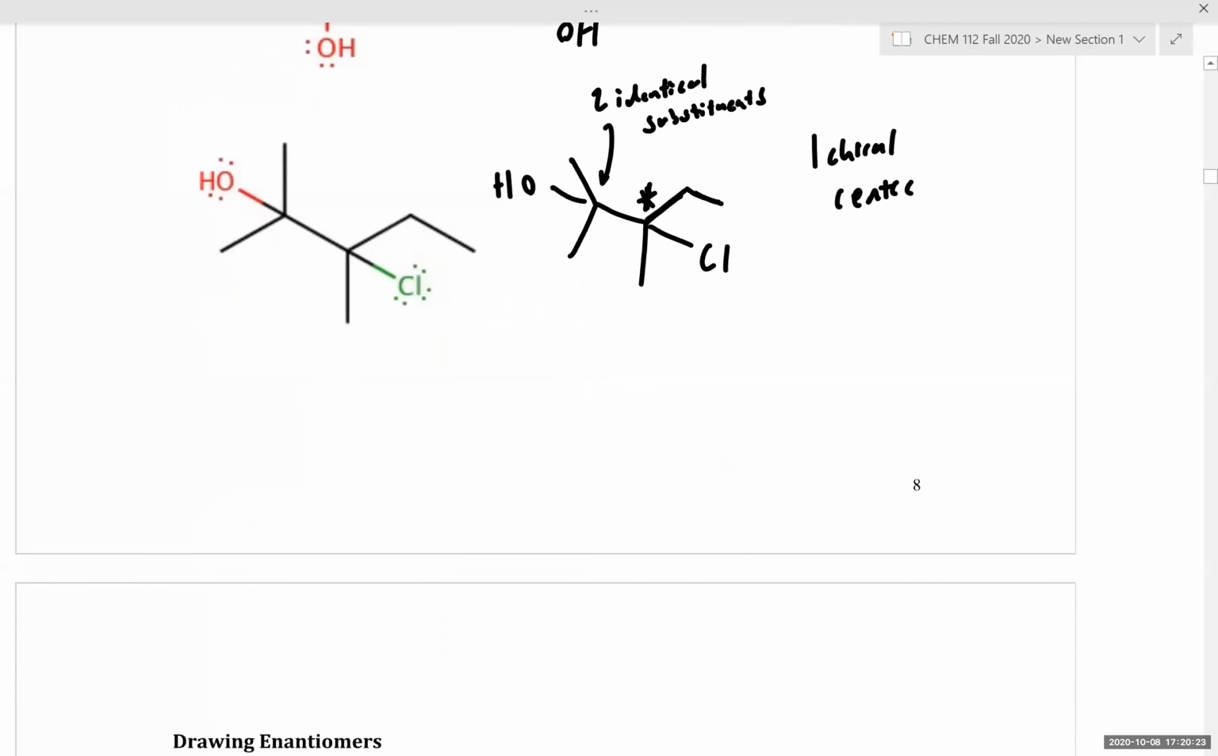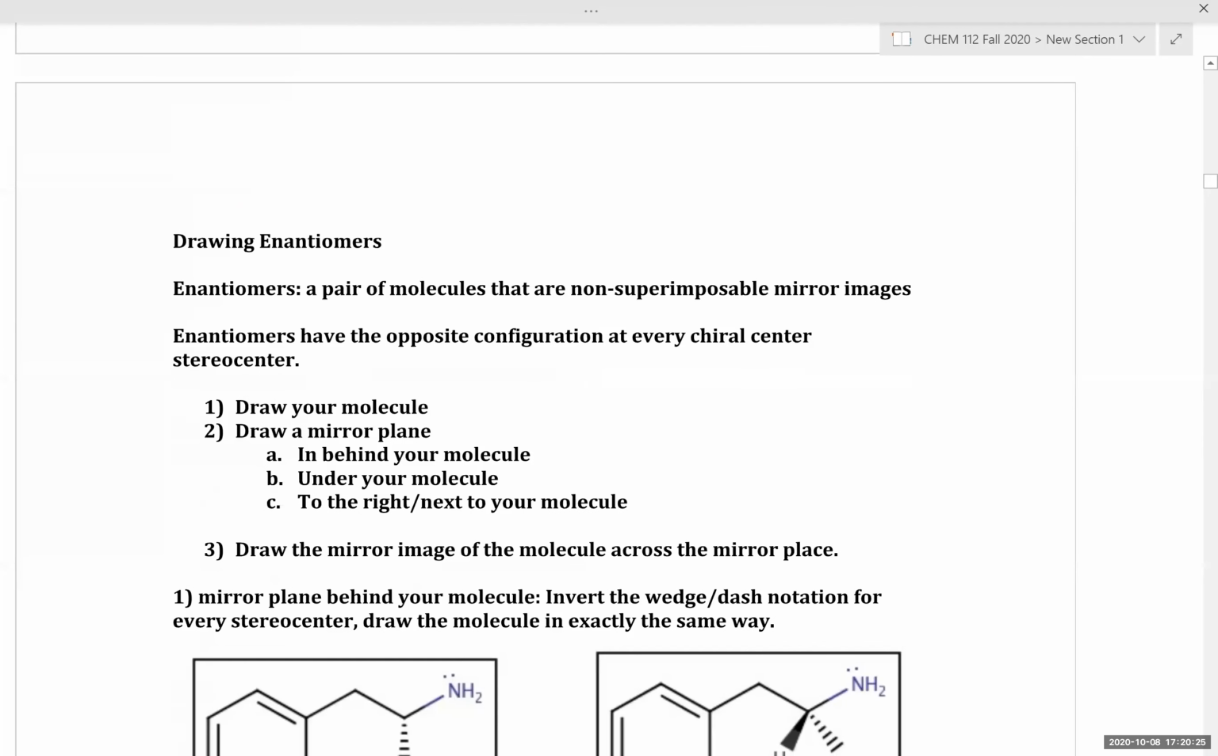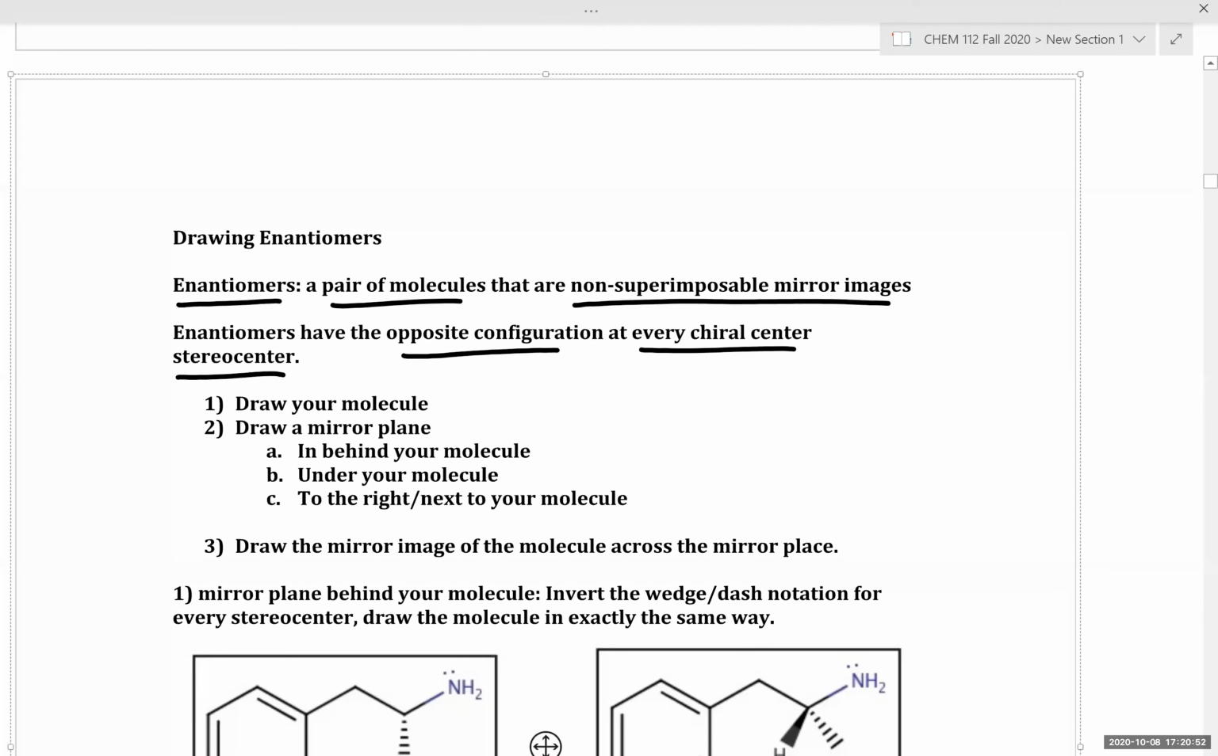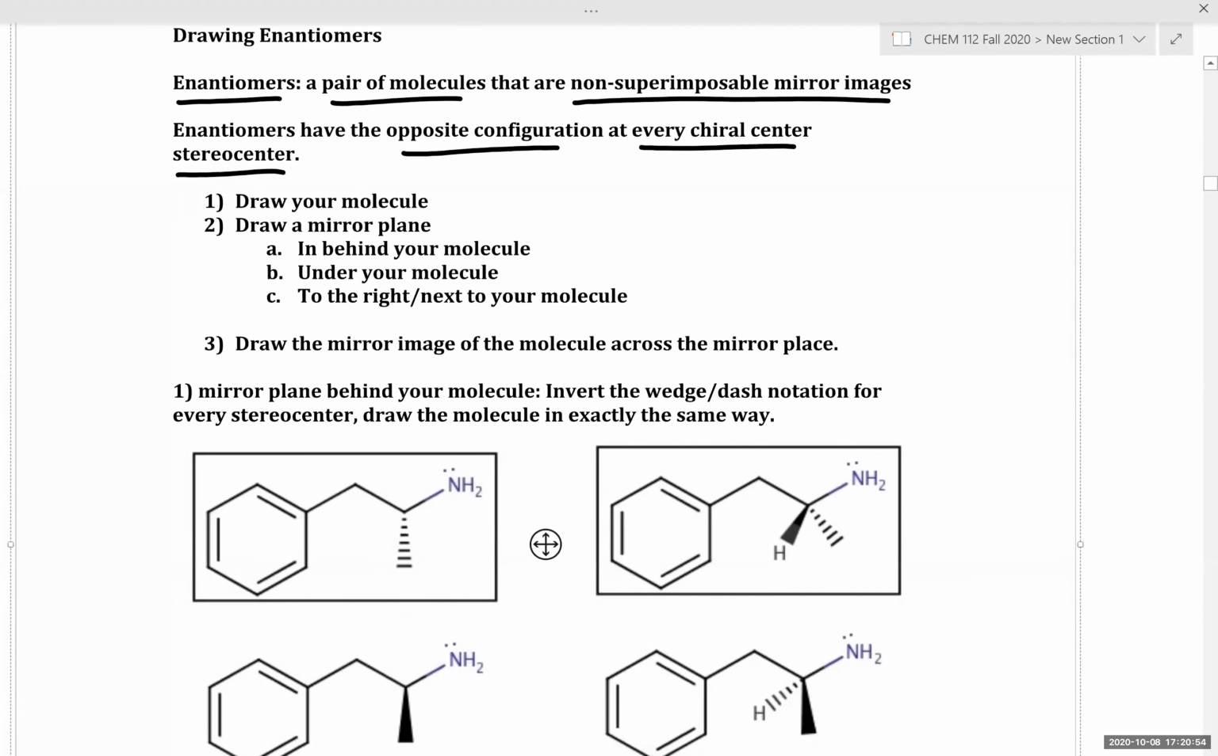Okay, so let's keep going with this and let's talk about drawing enantiomers. So remember, we call enantiomers a pair of molecules that are non-superimposable mirror images. Think your left and your right hand. They're mirror images that cannot be superimposed. Enantiomers have the opposite configuration at every chiral center, every stereocenter. So there's a trick for drawing enantiomers quickly and efficiently.